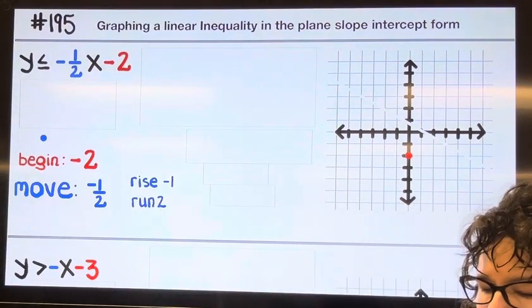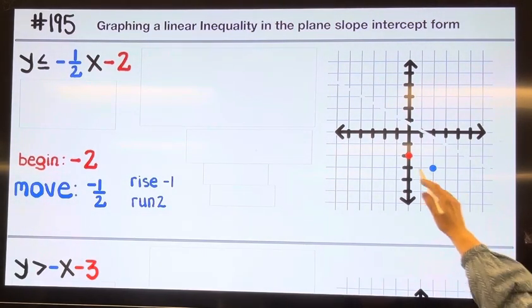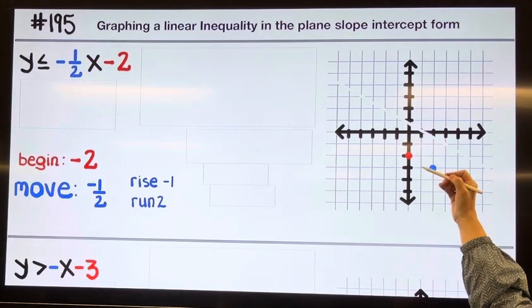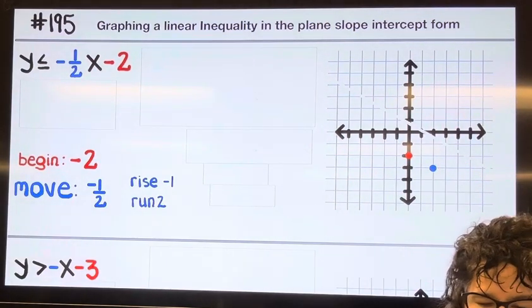And I'm doing that from my beginning point. So right here is where I begin at -2, then rise -1 is down 1, and run +2 is right 2. Okay, so I've got my -2, rise -1, run 2. Now I'm going to graph my line here.